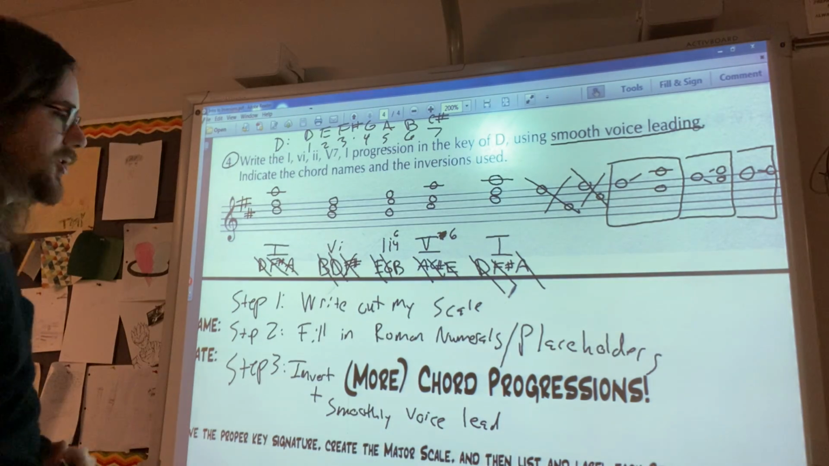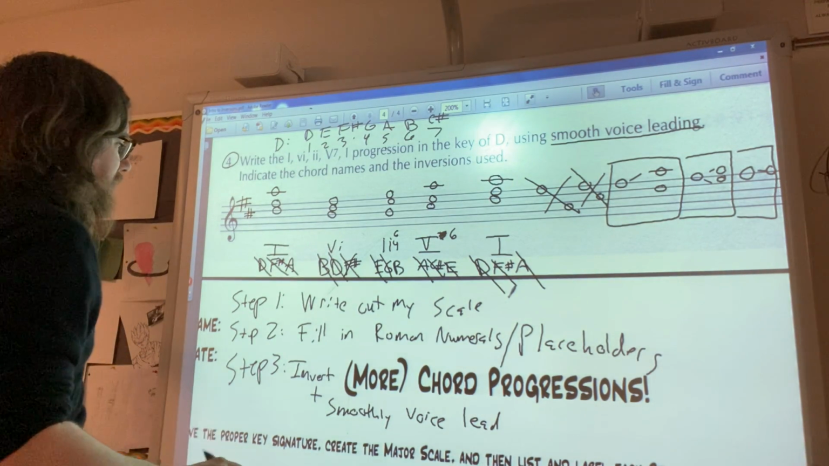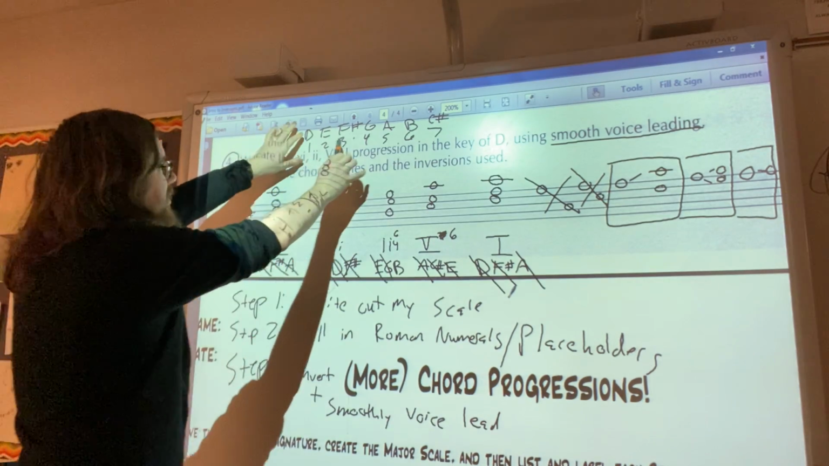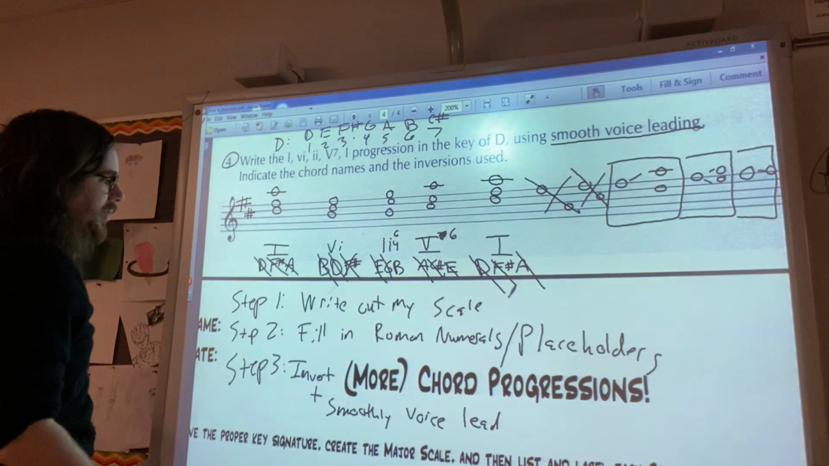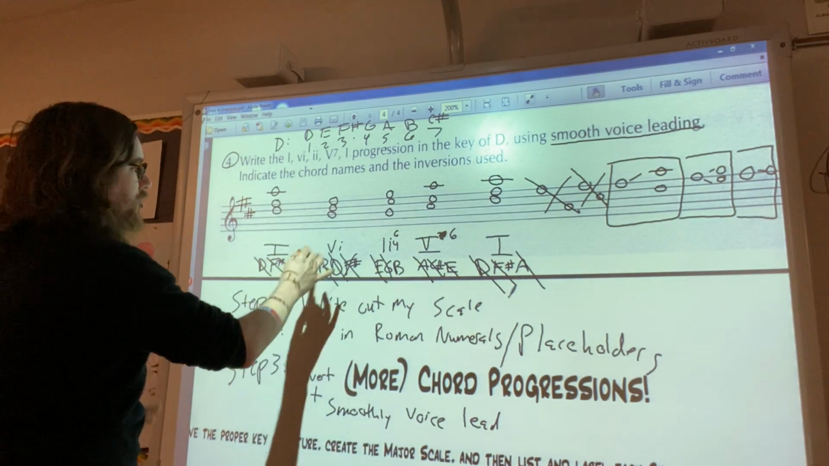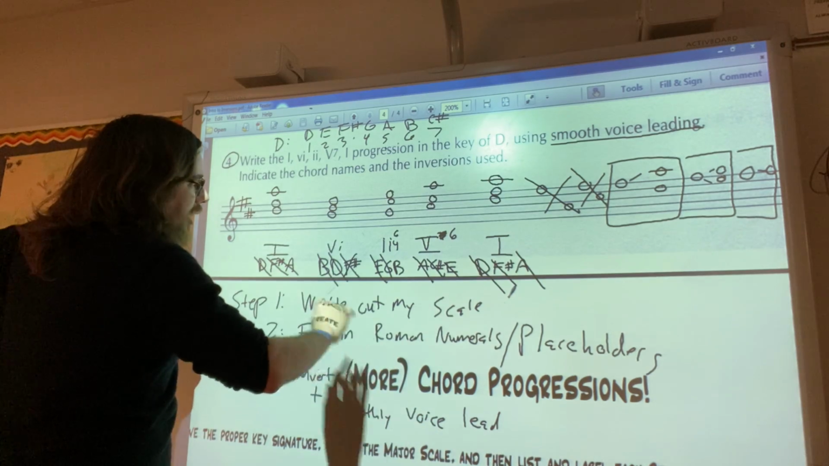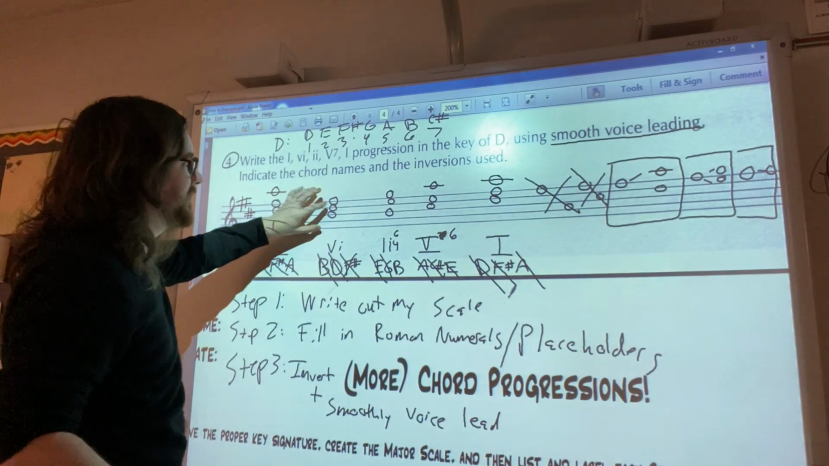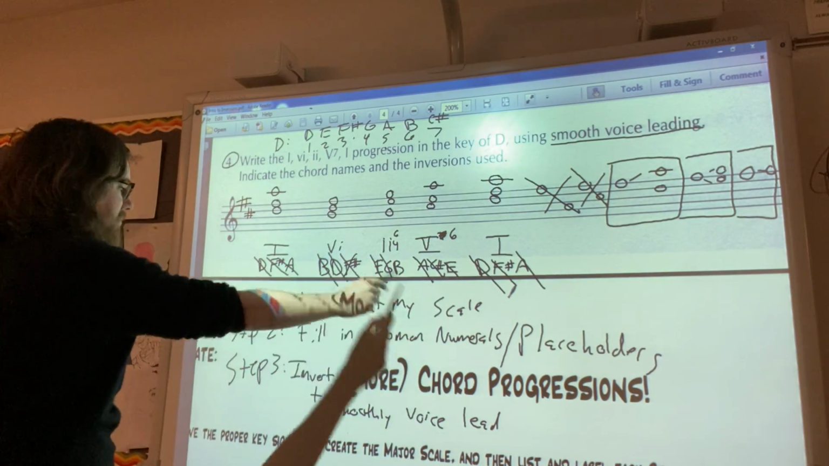Okay, so again, to review, the 3 steps that you have are to write out the scale first, so D, E, F sharp, G, A, B, C sharp, and all the numbers, so you know where to get your notes. Then you're gonna fill in the Roman numerals and the placeholders so you know what your choices are. If you go through and you write all of them up there first, you're gonna have to do a lot of erasing, and that's not something you probably want to do. So that's why I write them down here.